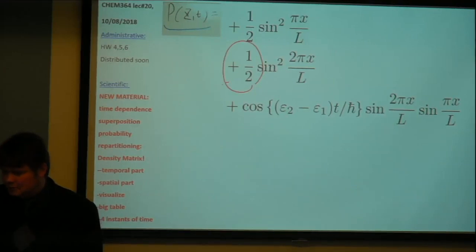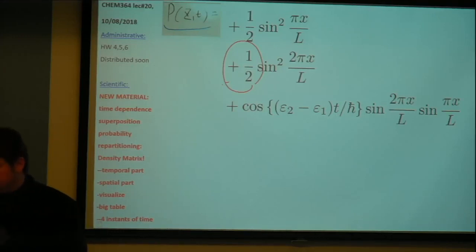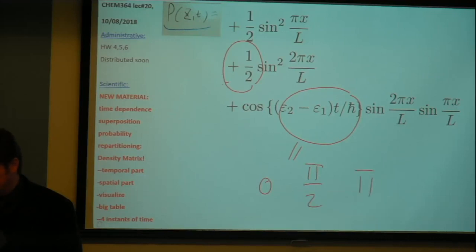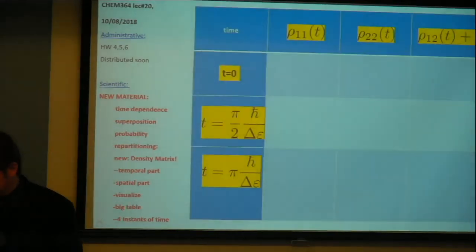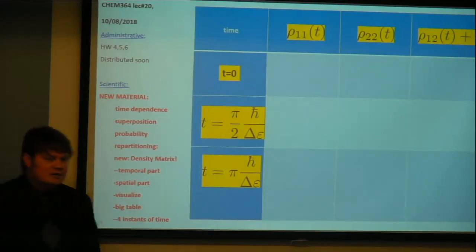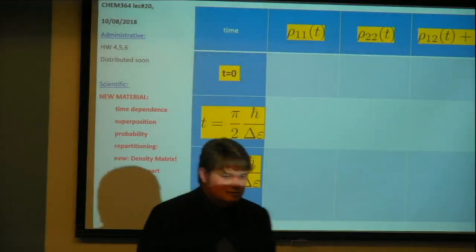So let's practice three specific times when the argument of cosine is equal to 0, pi over 2, and pi. And our connection between time, I will just invite you one by one to fill the table.